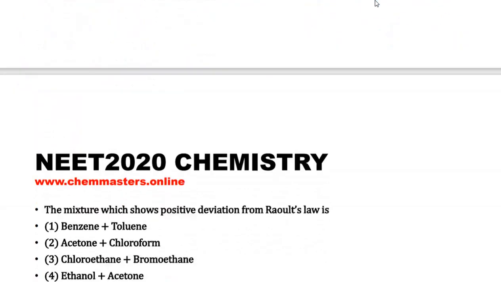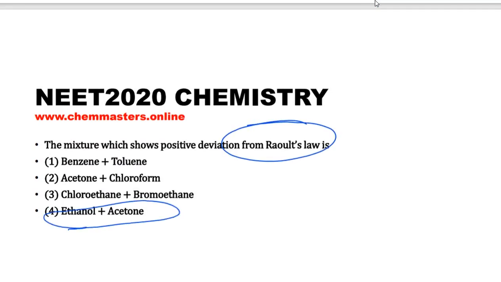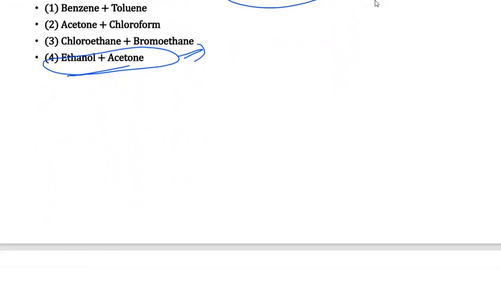Next one, the mixture which shows positive deviation from Raoult's law is. So here ethanol and acetone is the correct answer. It needs deep conceptual analysis. Very soon we are going to give a conceptual lecture on Raoult's law and deviations of real solutions. So stay tuned for that. So here the fourth option is the correct answer. Next question.